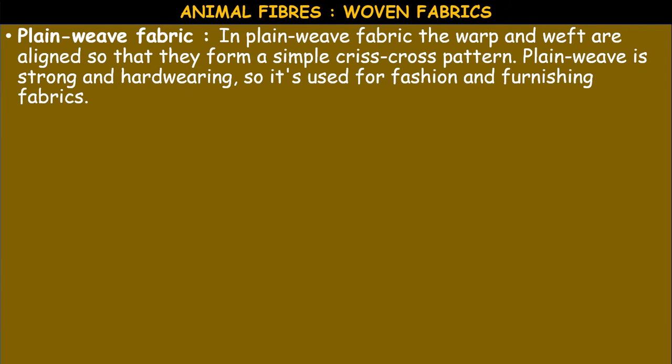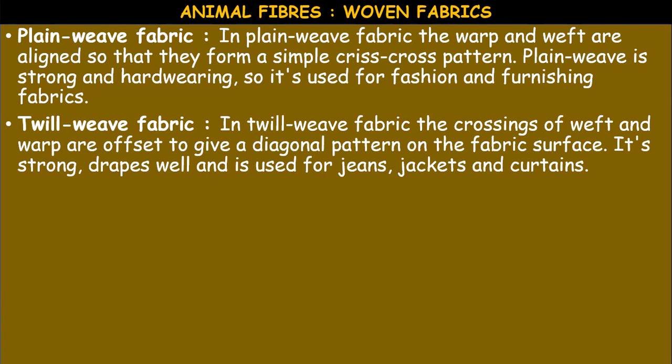Plain weave fabric. In plain weave fabric, the warp and weft are aligned so that they form a simple crisscross pattern. Plain weave is strong and hard wearing, so it is used for fashion and furnishing fabrics.